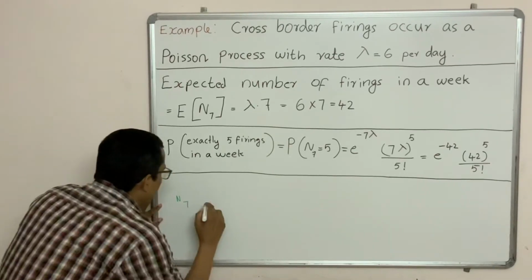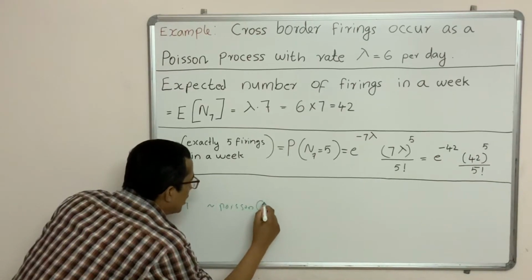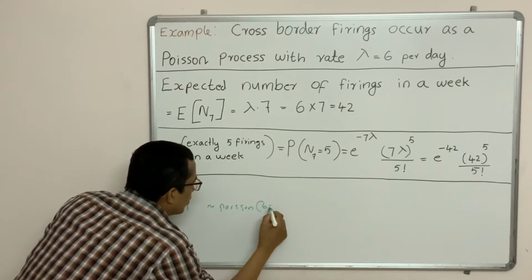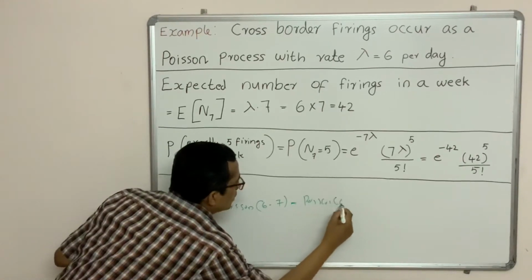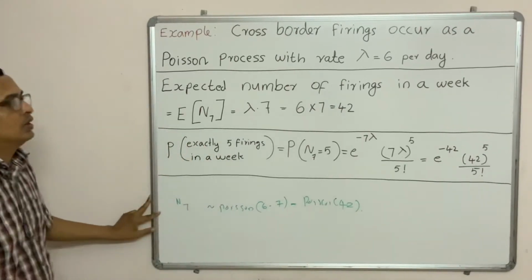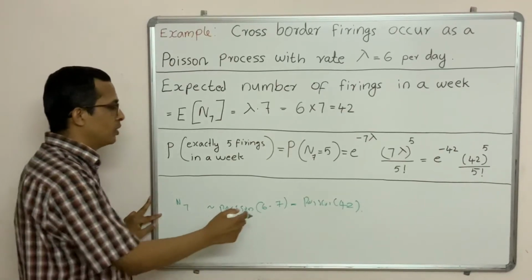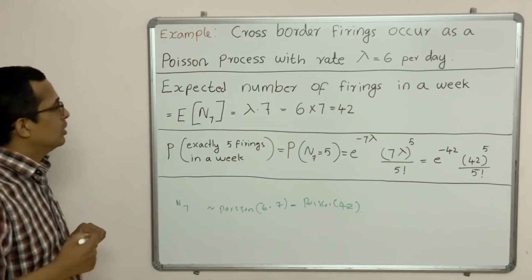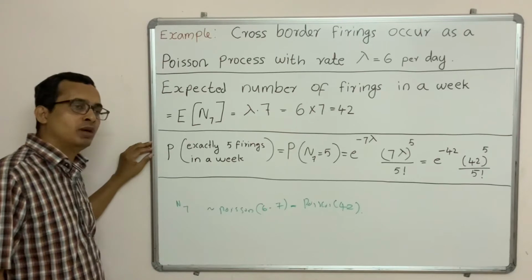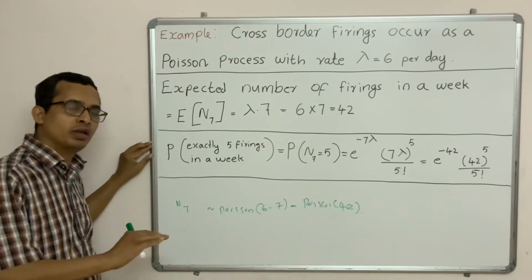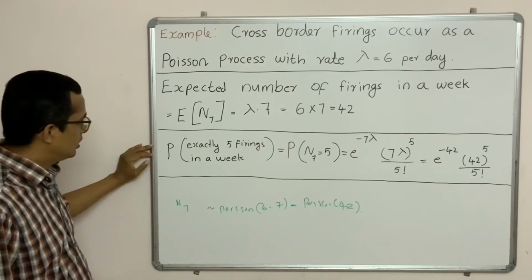So we know that N7 is a Poisson random variable with parameter lambda times tau, where tau is the length of the interval. Right? So it is a Poisson with parameter 42. So the number of arrivals in a week is a Poisson random variable with parameter 42. That gives you the expected number, because for a Poisson random variable, mean and variance are both equal to the parameter. So the expected number of firings in a week is 42. So it is not that difficult.